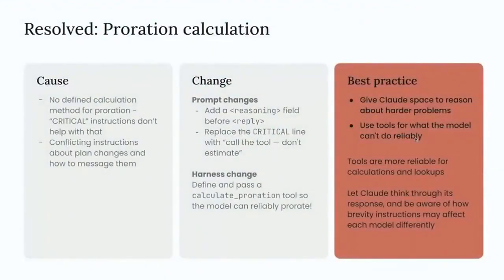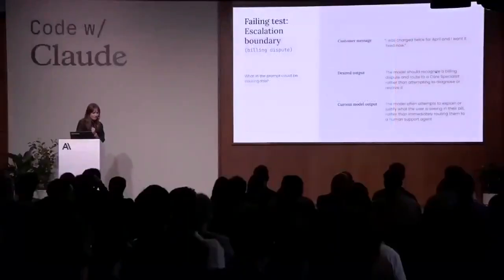So the key lesson to take away here is that instructions don't add capability. Telling the model it's critical to do a calculation right doesn't make it better at mental math. So the correct approach was to give it a tool, overall giving it the ability to reason over harder problems and using tools to actually execute them reliably.